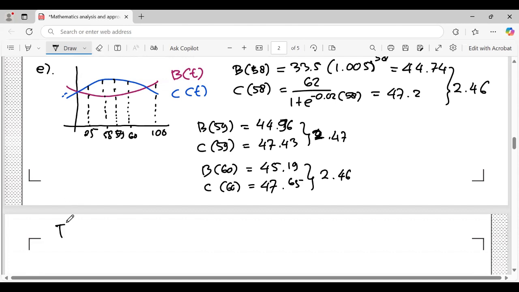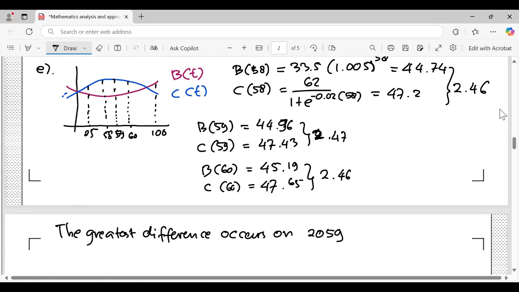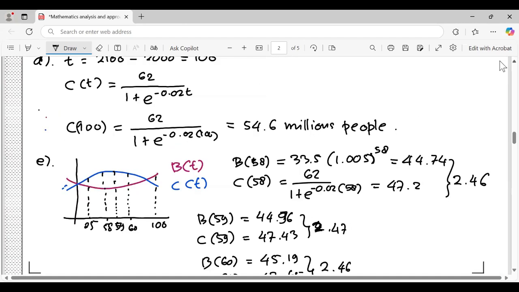So the greatest difference occurs in 2059. Next question.